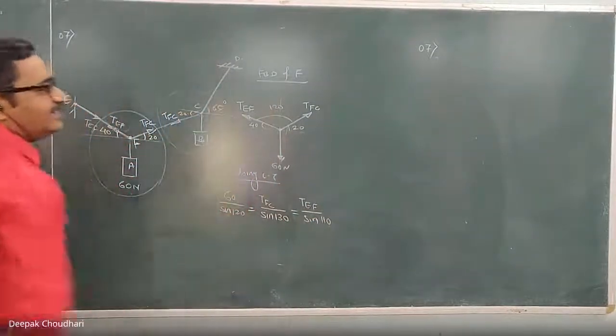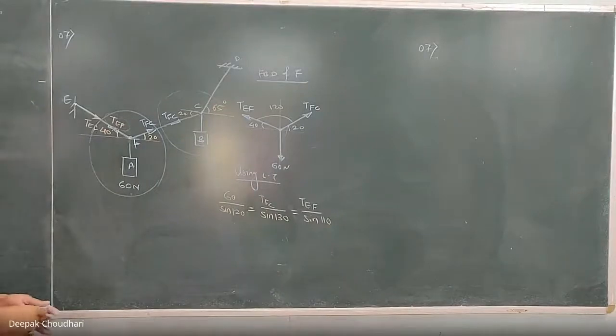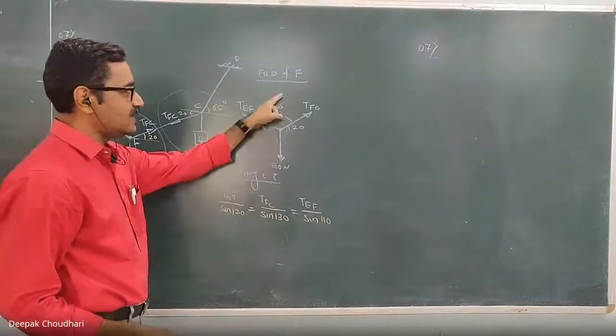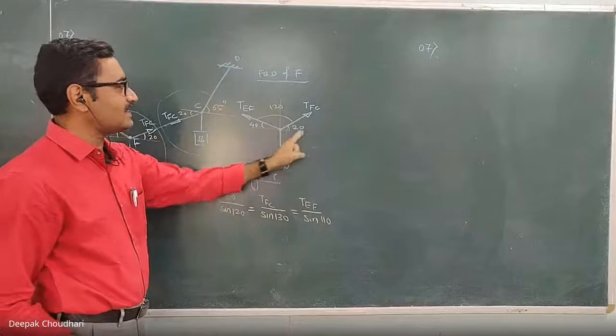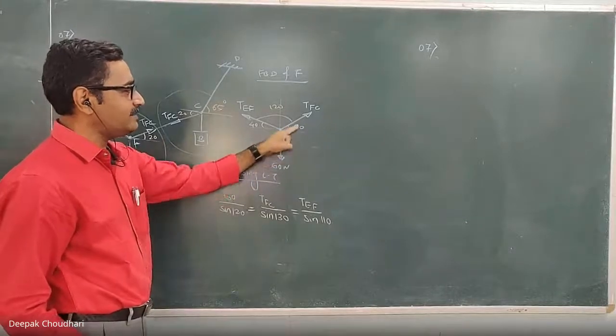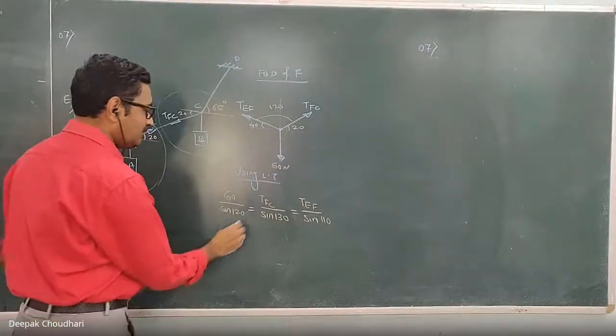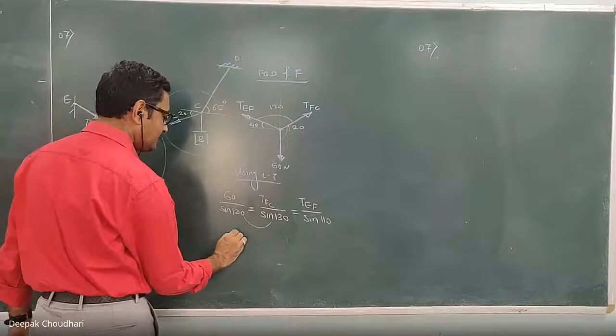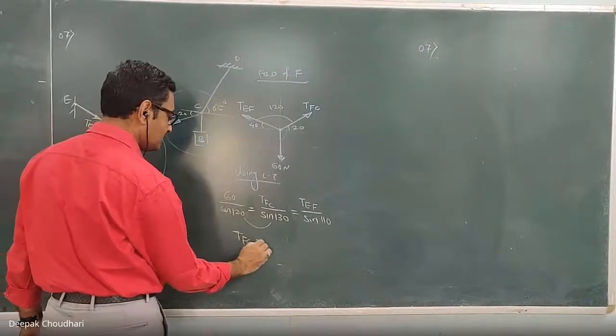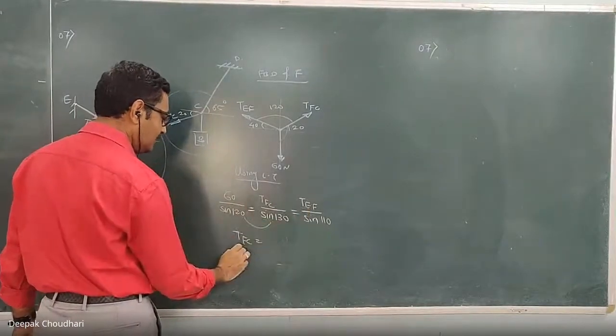Here, even if the angle is not written, it will work. It is not that difficult to calculate the angle between the other two forces. Since we are drawing this x and y reference axis, we know this is 90. This is 90 plus 20, 110. Now equate first and second, you will get the TFC. Do the fast calculation. Equate first and third, calculate TEF.